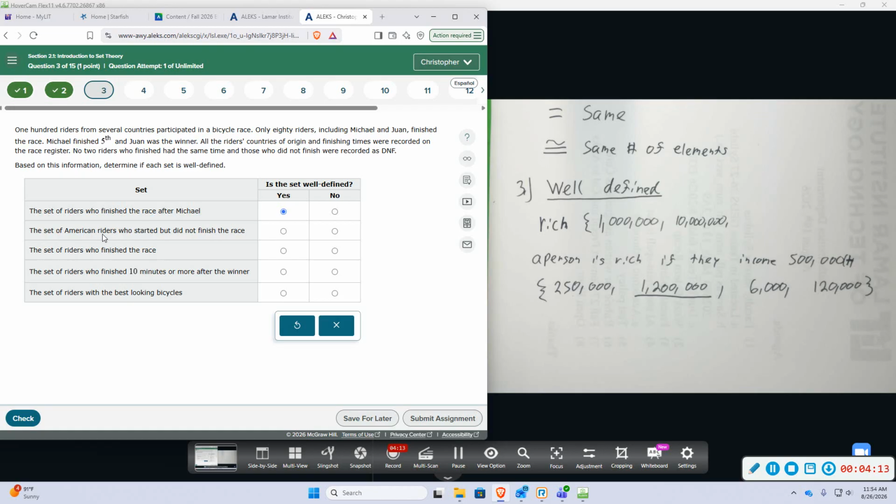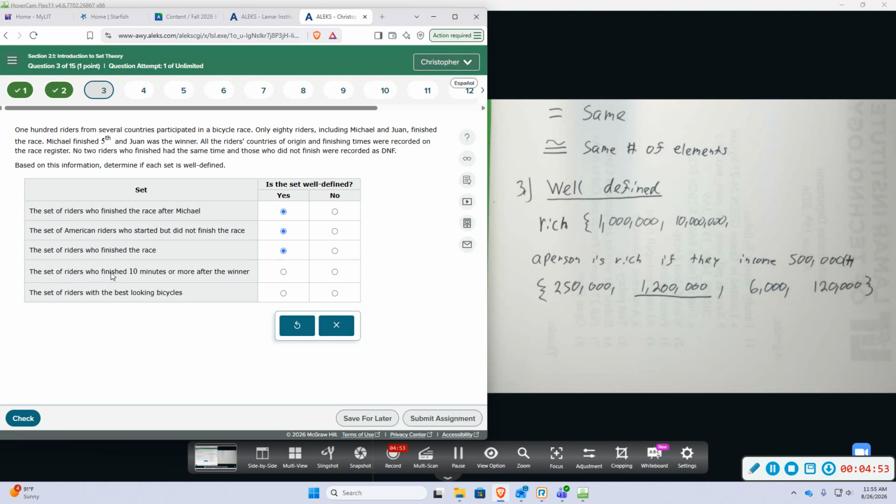The set of American riders who started but did not finish the race. It says all riders' countries of origin and finishing times were recorded. So if we have their countries of origin, we could identify America, and by DNF, we will know who did not finish. So that set is also well defined. The set of riders who finished the race. Yes, we will be able to see who finished the race based on having a completed time. So I would say yes, that is also well defined.